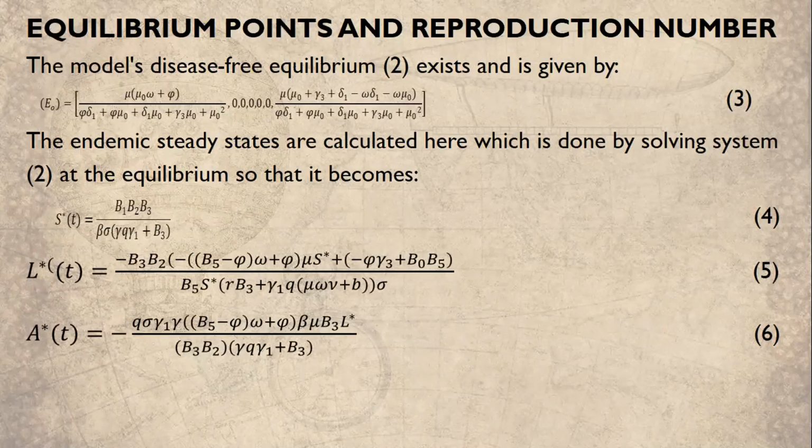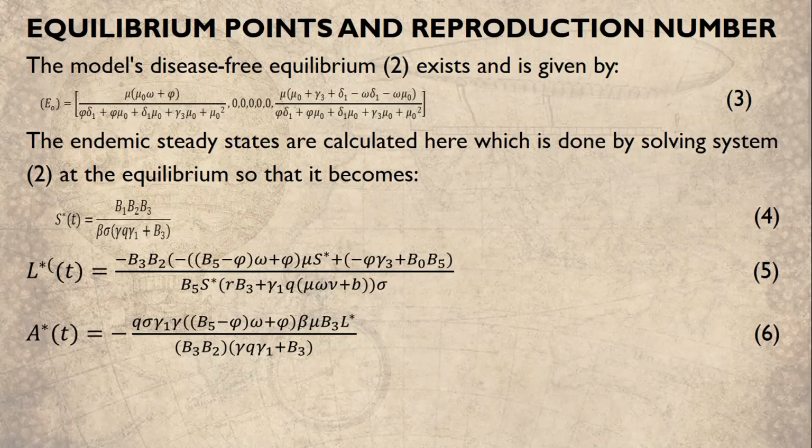The model disease-free equilibrium in system 2 is stated as E naught, which equals mu naught omega plus phi all over theta delta 1 plus epsilon mu naught plus delta 1 mu naught plus gamma 3 mu naught plus mu naught squared, comma 0, 0. At equilibrium, it is only S naught and V naught that are not equal to 0. Every other compartment, the R, the A, the L, the C, the H, are all equal to 0. The only points that are not equal to 0 are the susceptible and the vaccinated class.